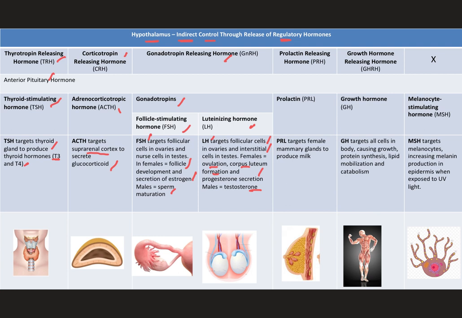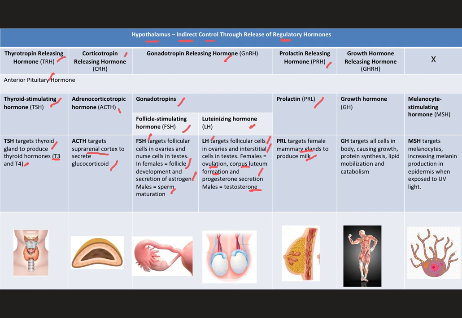Then we have the prolactin releasing hormone coming from the hypothalamus. Once it reaches the anterior pituitary, it will secrete prolactin. Prolactin will target the female mammary glands to produce milk, not eject. Ejection is oxytocin that will come from the posterior pituitary gland. Prolactin will function to produce the milk.